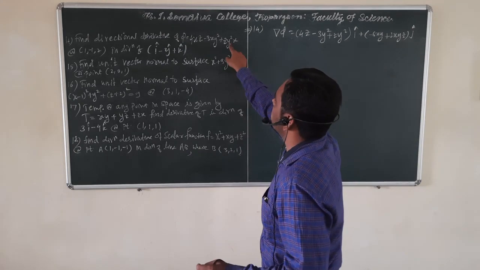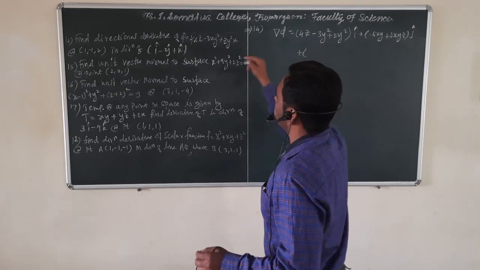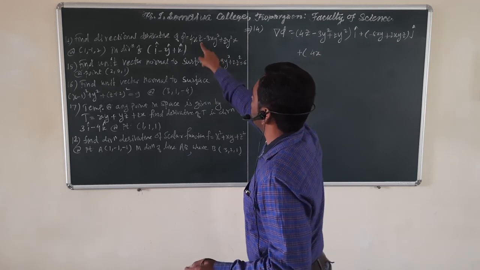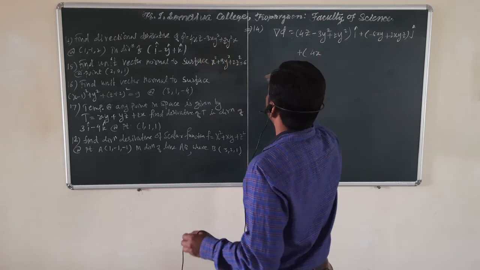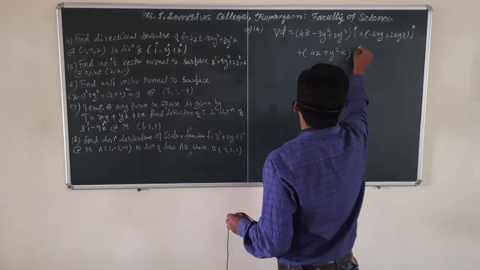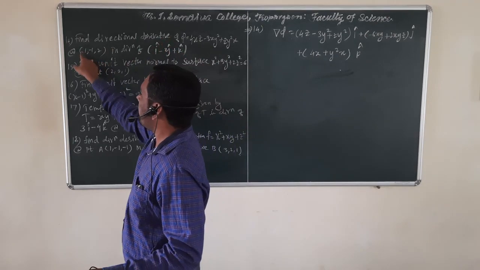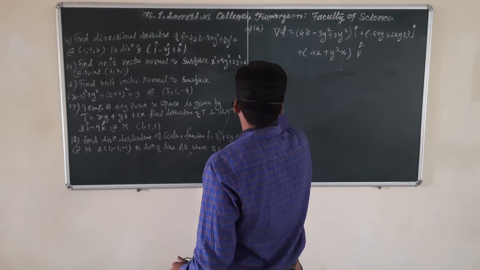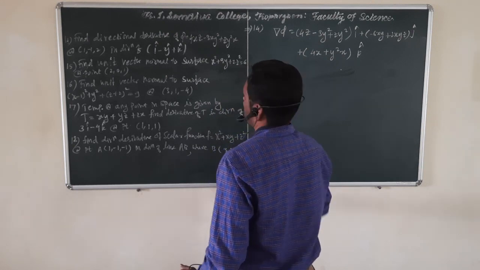If we differentiate this with respect to y, then we also have to differentiate this with respect to z, so 4x, and the derivative of this term with respect to z, plus y square x into k cap. Now we have to find the gradient of phi at (1, -1, 2).